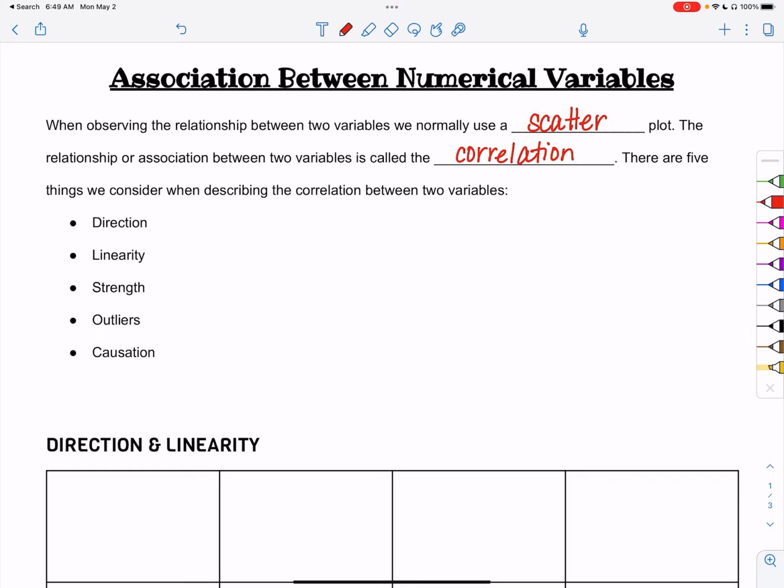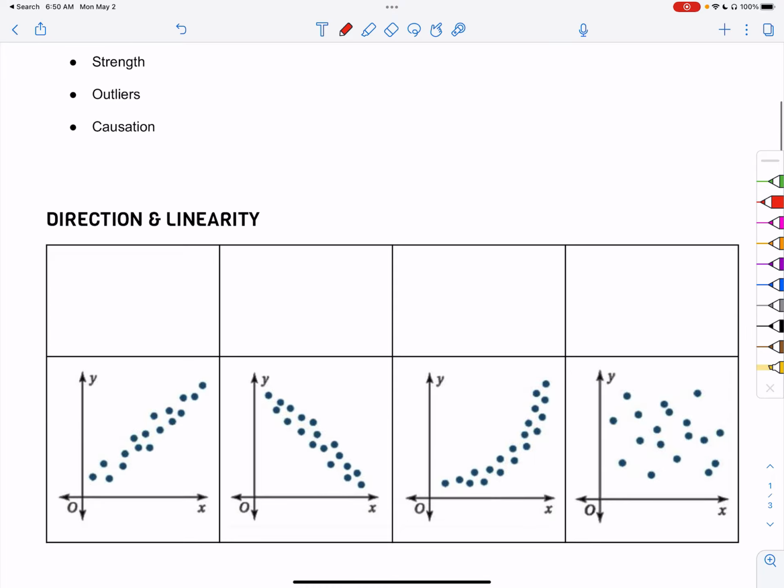There are five things that we consider when we describe the correlation between two variables. We describe the direction, linearity of the data set, the strength, the outliers, and causation. So let's talk about direction and linearity.